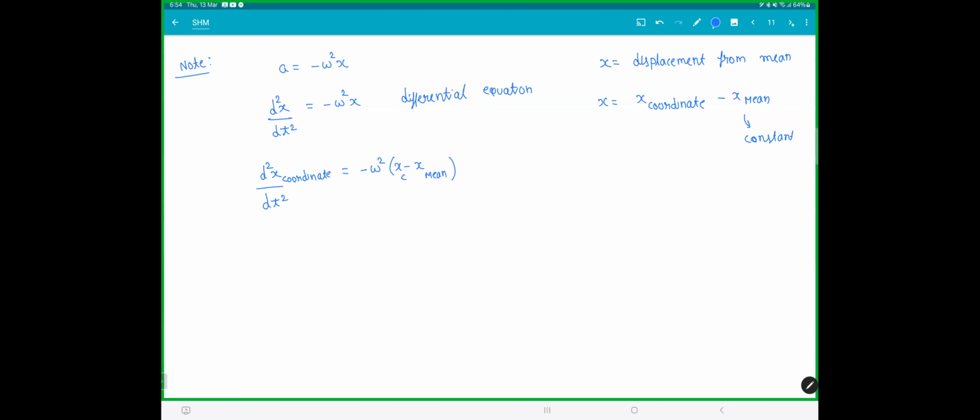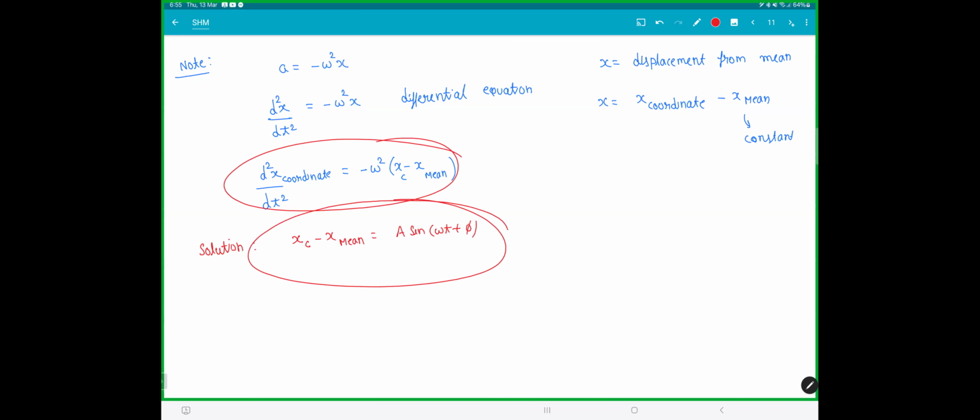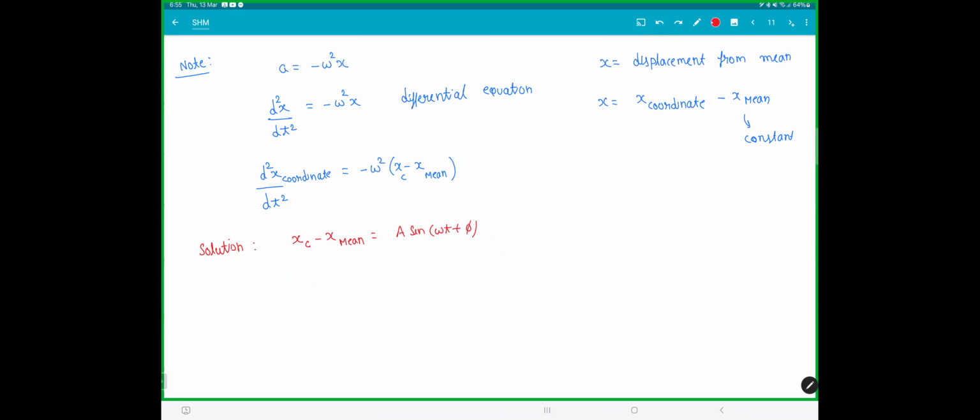So for this differential equation, whatever we did till now, the solution is x coordinate minus x mean is equal to a sine omega t plus phi. So whenever you see an equation like this, you can directly write the answer as this. And this is important. You will see this will keep popping up everywhere.